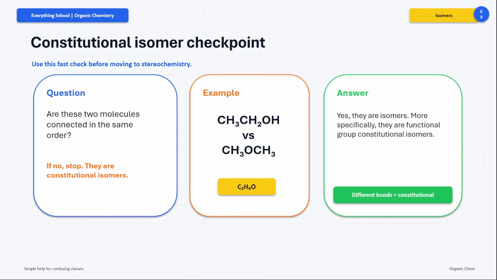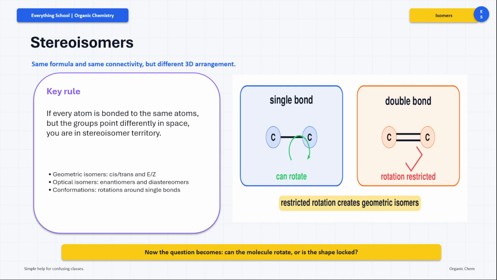Geometric isomers happen when rotation is restricted. Optical isomers happen when molecules have non-superimposable mirror images or other three-dimensional differences. This is where students need to slow down and think in 3 dimensions.